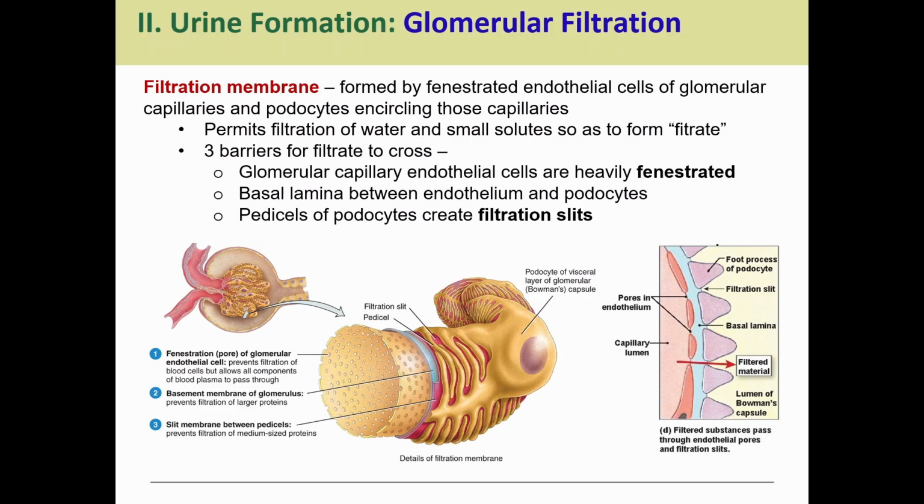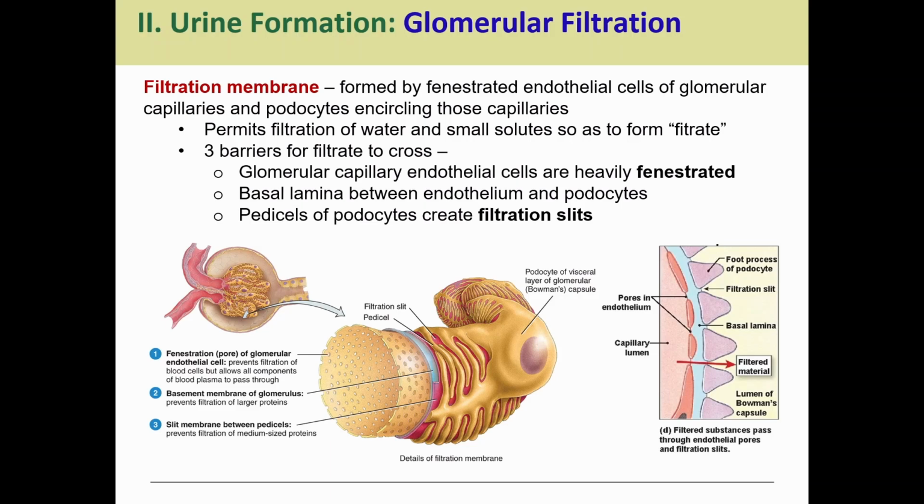And when it comes to the filtration process, we have a few layers here. Let's go ahead and talk about these layers. So we have the capillary itself, the glomerulus, which is made of fenestrated endothelial cells. We have a basement membrane surrounding that, and then we have the podocytes. These three are basically going to form three different barriers for filtrate to cross.